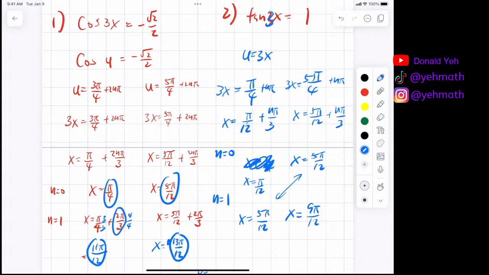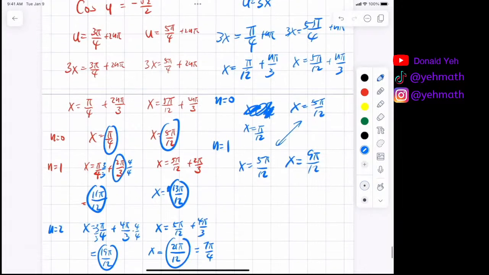So now you got how many answers? 1, 2, 3. How many more to go? 3 more to go. Guess what? You keep on going because you're going to have a lot of repeated here. But the good thing is every time you increase is 4 pi over 12. So it's pretty consistent. So x equal to 9 pi over 12. And this one is going to be x equal to 13 pi over 12.